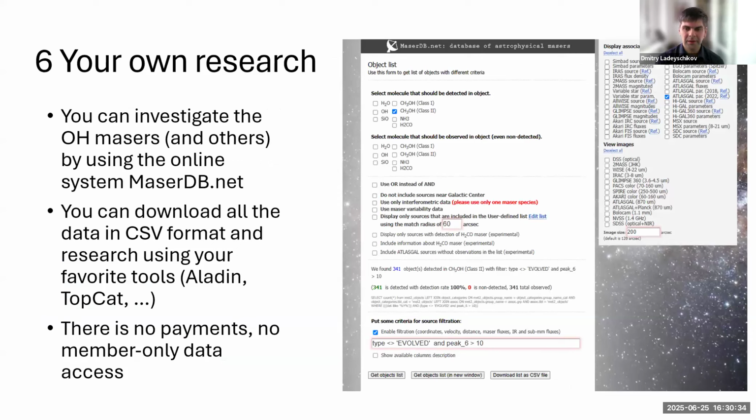And also, I want to clarify that MasersDB is open to anybody without any restrictions or limited access. You can even download all the data in CSV format and do research using your favorite tools like Aladin or TOPCAT.